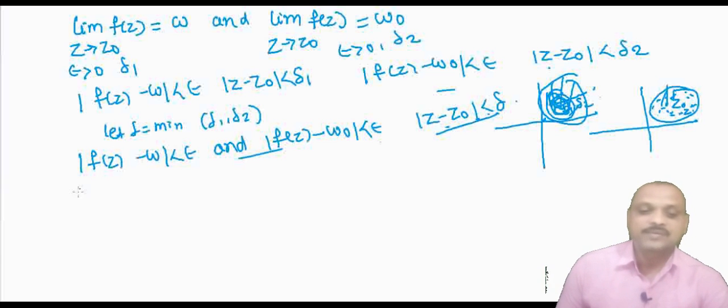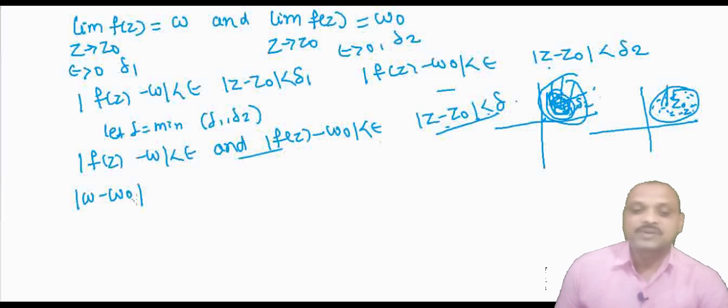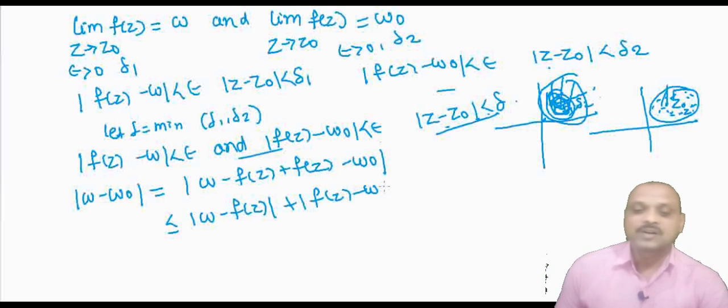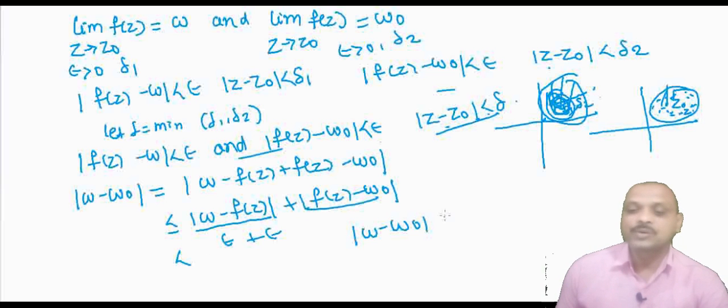Now you can see that if we compute the distance between these two points w and w0, this is equal to, we write this as |w - f(z) + f(z) - w0|. Addition and subtraction of this. Now let us apply the modulus property. This is less than or equal to |w - f(z)| plus |f(z) - w0|. By using the modulus property, you can see that this is less than epsilon, and again this is less than epsilon. So we get |w - w0| is less than 2 epsilon.